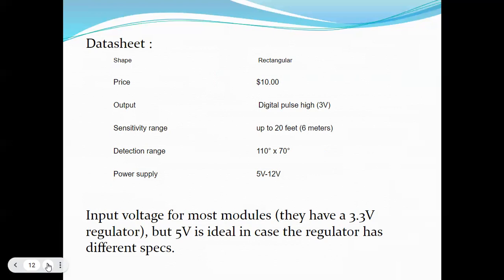They require a power supply of 5 volts to 12 volts. Mostly low power sensors of 5 volts are used in the market. The input voltage for modules that have a 3.3 volt regulator differs, but 5 volts is ideal in the case of a regulator that has different specs. Mostly the sensors used in market and industry are of 5 volts because they have enough power and they cannot lose their accuracy.